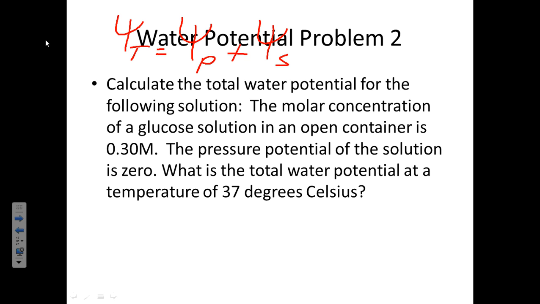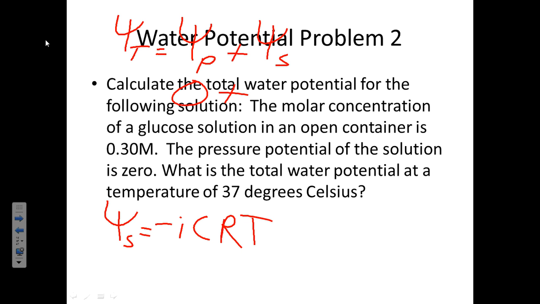We have a solution that is made of glucose. It's in an open container. The concentration of the glucose is 0.3 molarity. The pressure of the solution is 0. What is the total water potential at a temperature of 37 degrees C? All right, it tells us the pressure is 0. That's 0. So we got to find the solute potential. What is the equation for solute potential? Negative iCRT.